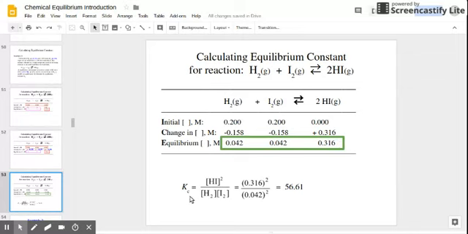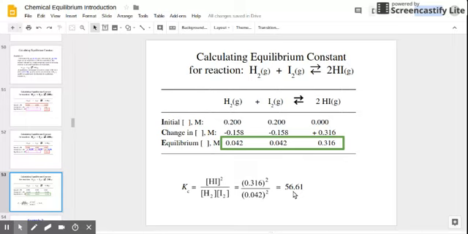In this case, Kc is bracket HI squared divided by bracket H2 times bracket I2. All we need to do is substitute all these values. The square here is an indication that 0.042 is repeated for both substances. So dividing this, we will get the equilibrium value, which is 56.61. In this case, we don't necessarily need to put the unit of our K. It's unnecessary, in other words.